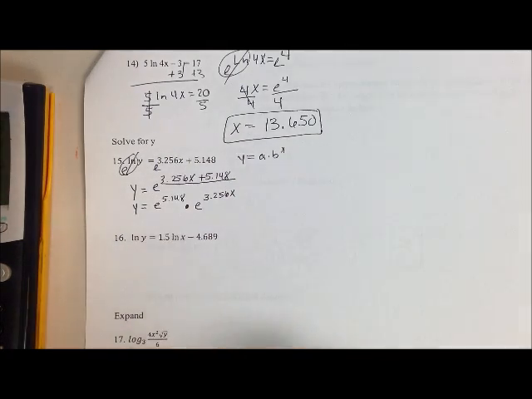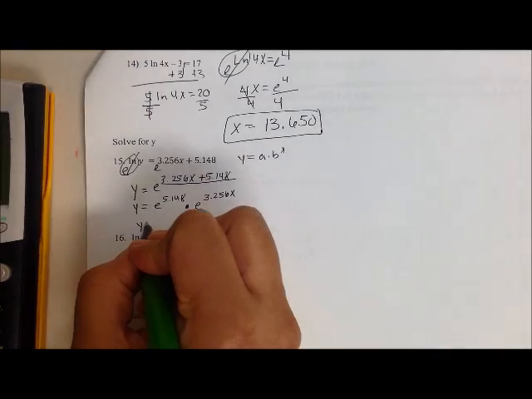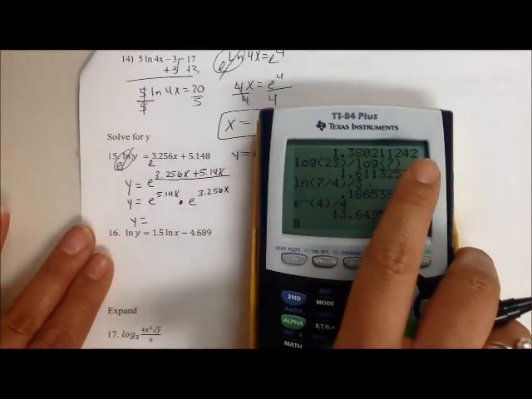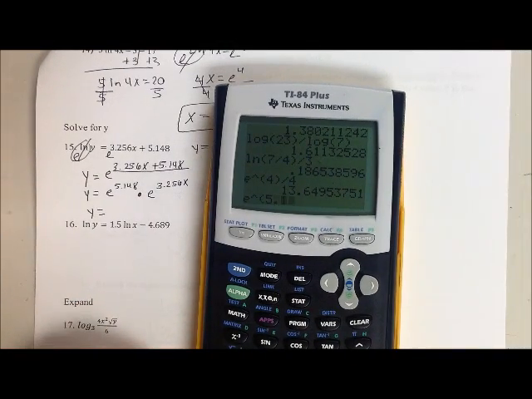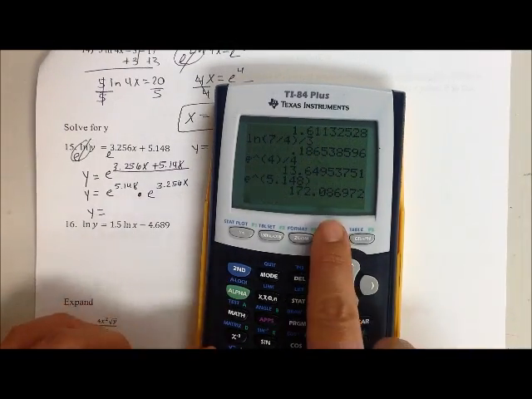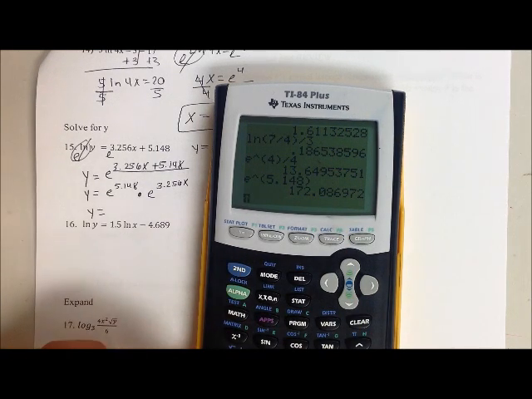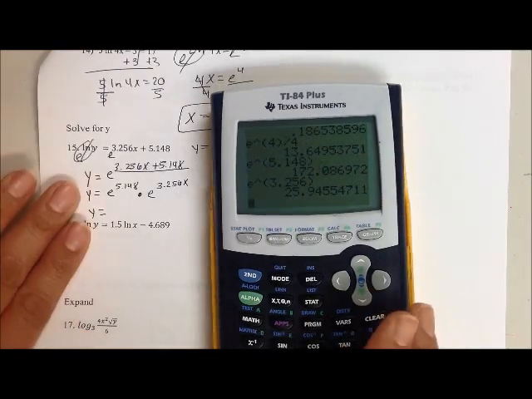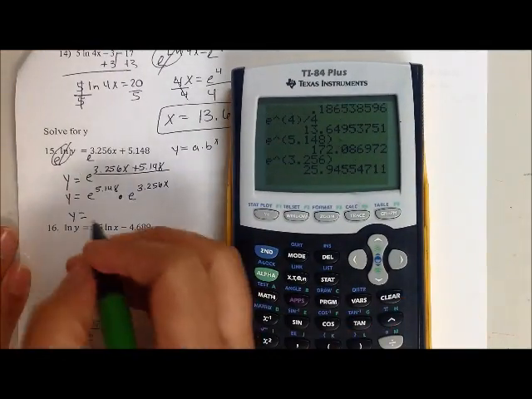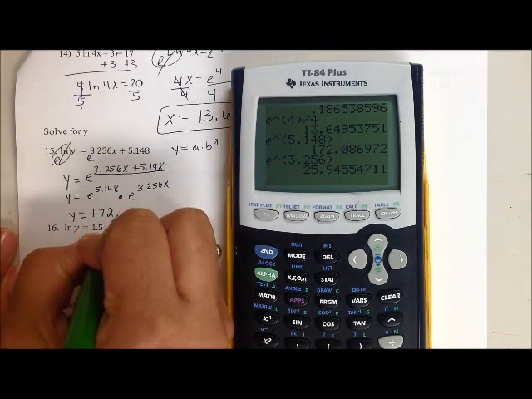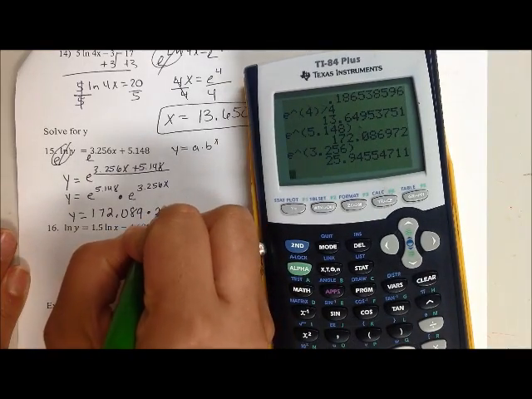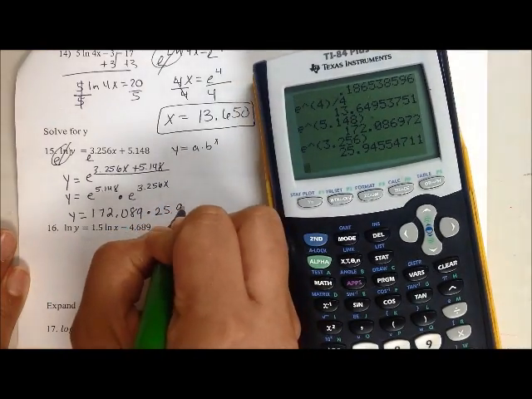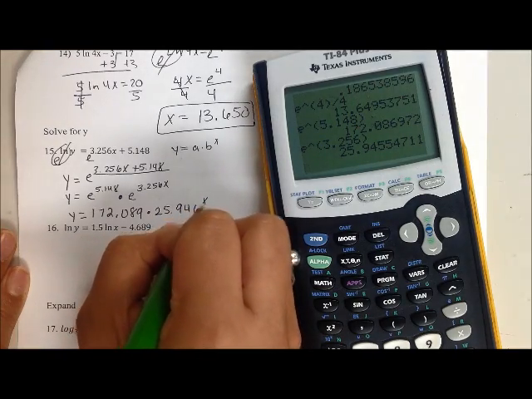3.256 to the x. From here, all you have to do is plug in each one individually into the calculator. So we'll go second e to the 5.148. I get that number. And we go ahead and plug in the other one. Second e to the 3.256. So those are two numbers that I'm going to be using. So the first one would be 172.089 times 25.946 to the x power.